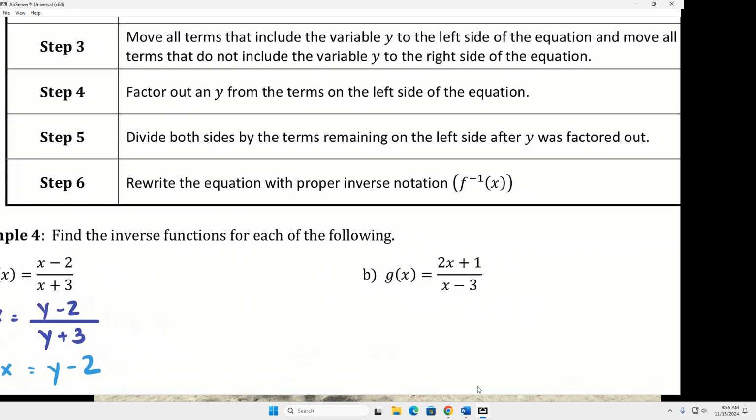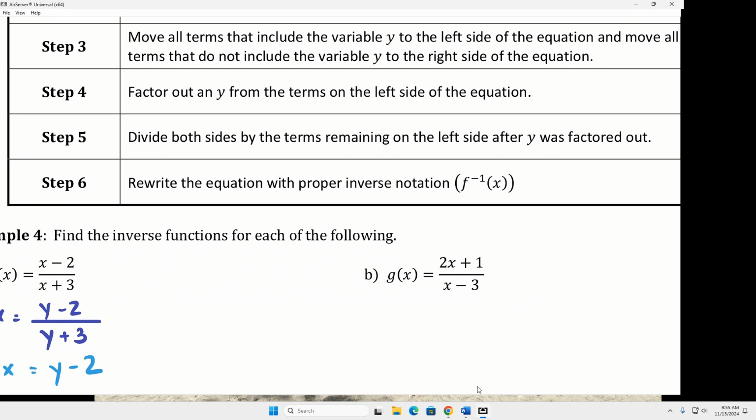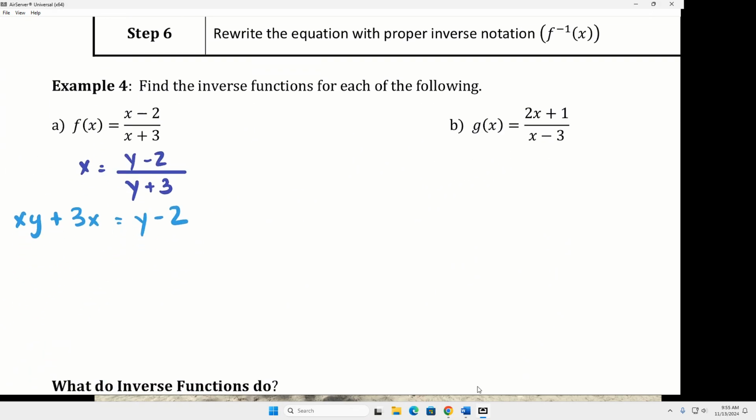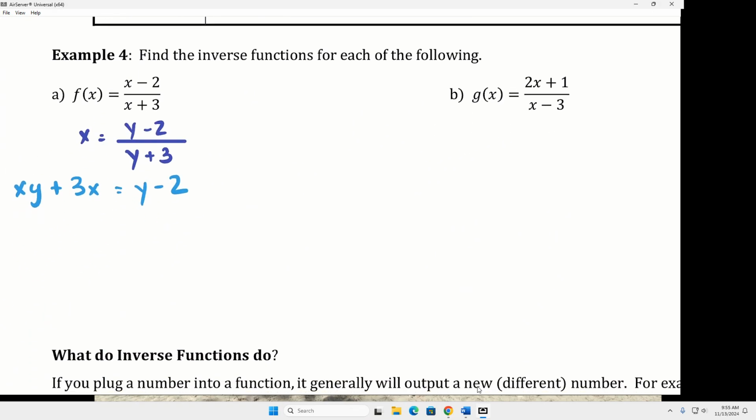And now step 3. So what we're going to do on step 3 is move all terms that include a y to the left side and all terms that don't have a y to the right side of the equation. So this is just rearranging, and just remember, when you move something across the equal sign, it has to change the sign. So if it's positive on the left, it's going to be negative on the right.